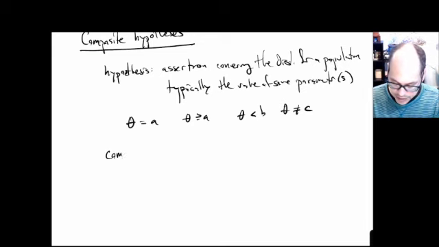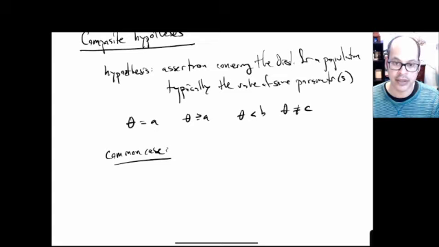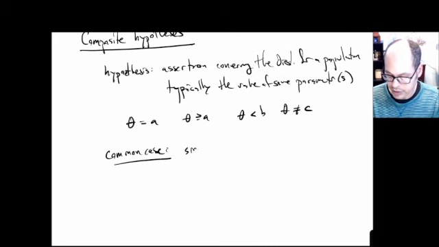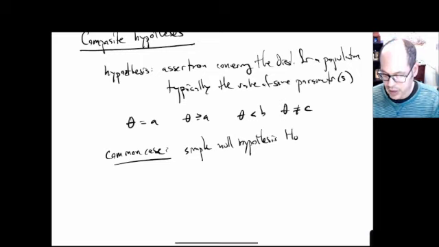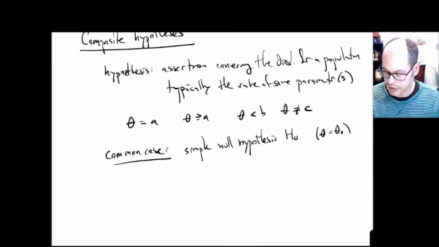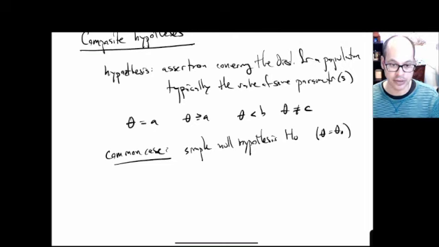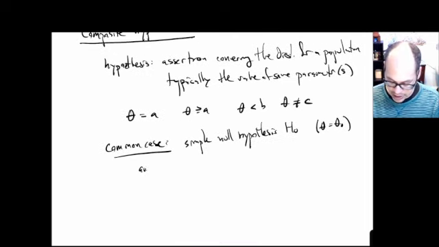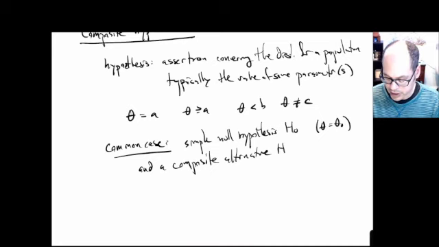A common occurrence is where the null hypothesis is simple, but the alternative hypothesis is composite. So, a simple null hypothesis H0. In other words, it specifies, for example, some specific parameter which then completely defines our distribution, and a composite alternative, H1.